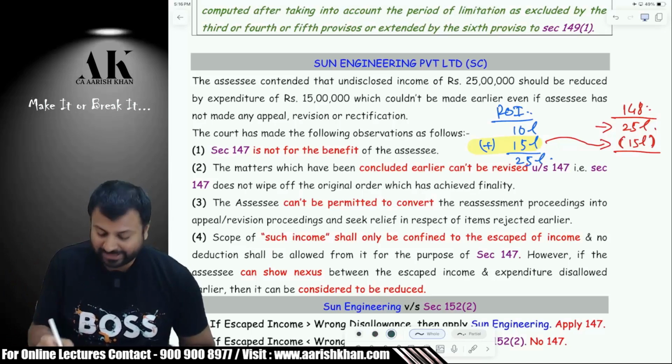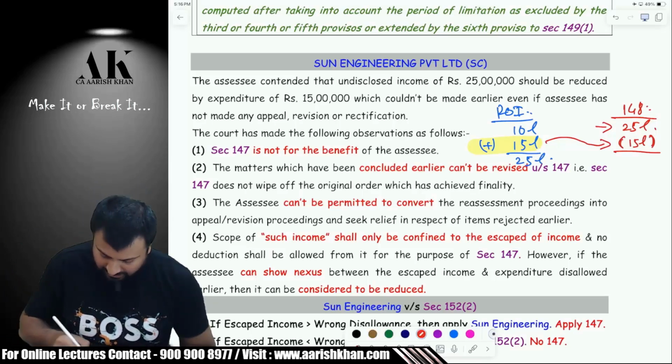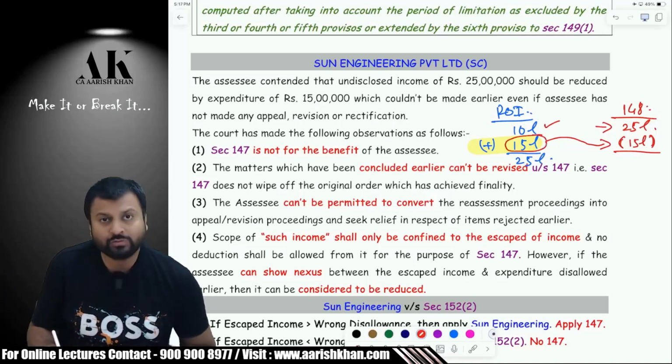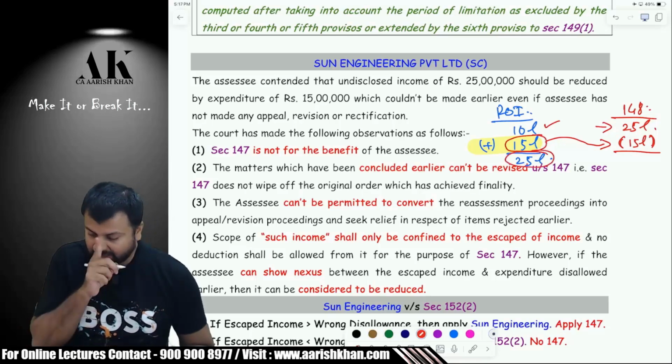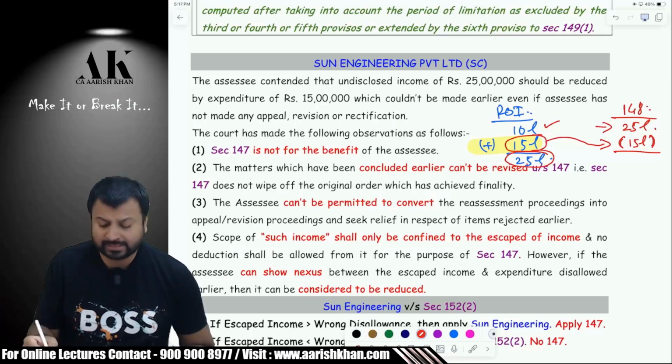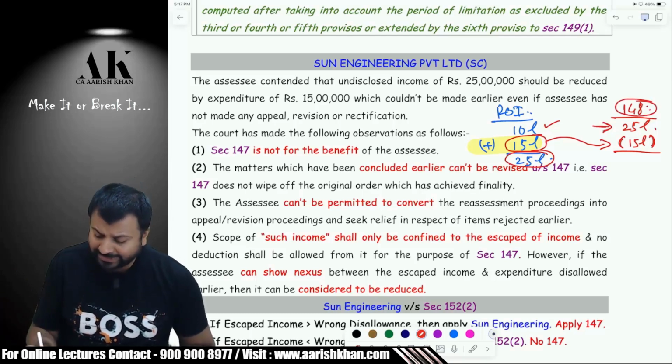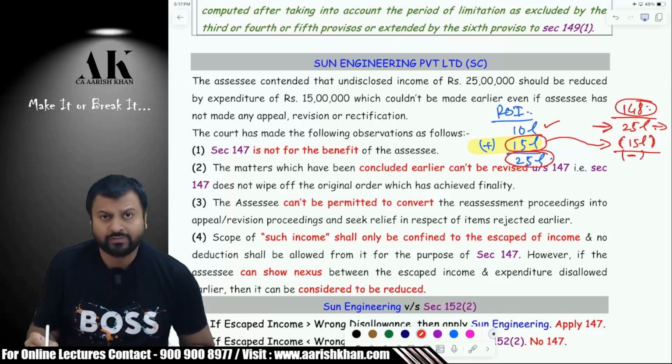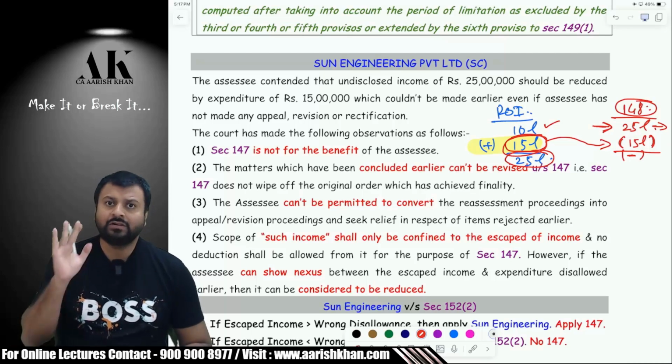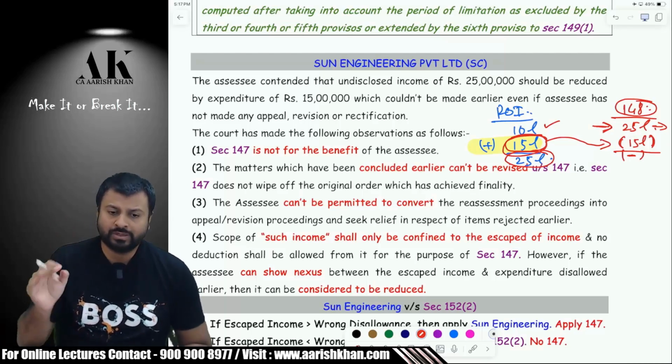So again, I am saying the assessee has shown an income of 10 lakh rupees under the ROI. The AO wrongly disallowed 15 lakh rupees. Therefore, the assessee's total income was 25 lakhs. Now, after 5-6 years, the AO sent a notice that you have escaped an income of 25 lakh rupees. So, the assessee showed 25 lakhs and the assessee reduced what? 15 lakh rupees, which was wrongly disallowed earlier. Will the Supreme Court allow this? The Supreme Court said no.